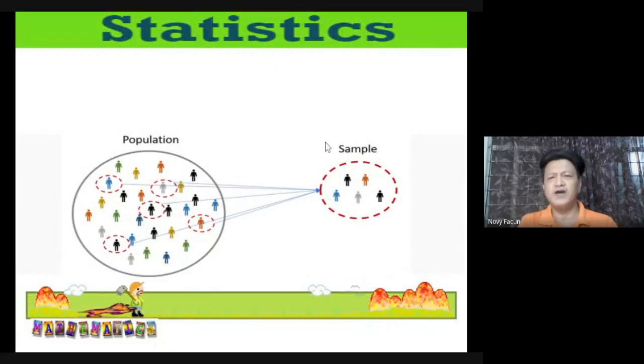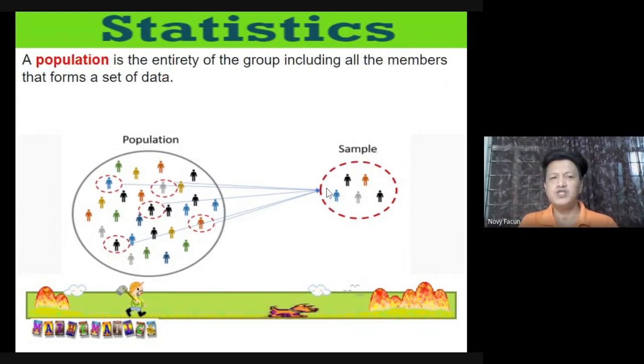With that, let's define, or we have to recall first, what is the difference between population and sample. Pag sinabi natin population, ito po yung entirety of the group including all the members that forms a set of data. Ibig sabihin ito yung kabuuan kung saan nire-representa niya lahat ng mga members doon sa pinapag-aralan doon sa study natin.